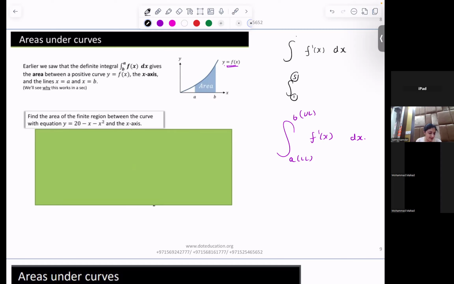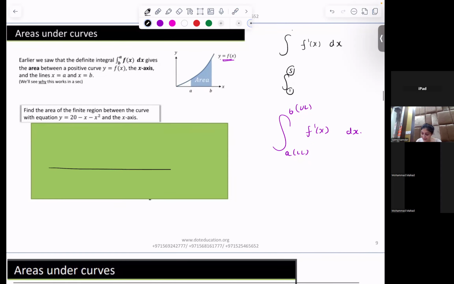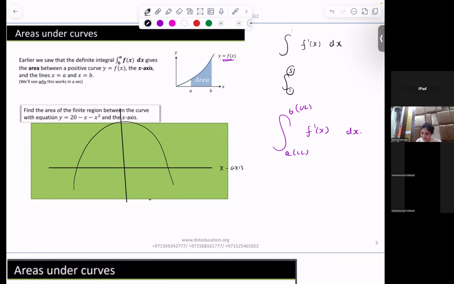So if I see over here very clearly, how does this diagram look like? This is my x-axis. This is my curve. Since the coefficient of x square is negative, the curve is going to be a sad face. So we find the x-intercepts. It's going to be a sad face, and I want to find the area in the finite region. So I am looking to find this part of this finite region, and I do not have the boundaries. Do I have the boundaries? No, I do not have the boundaries.